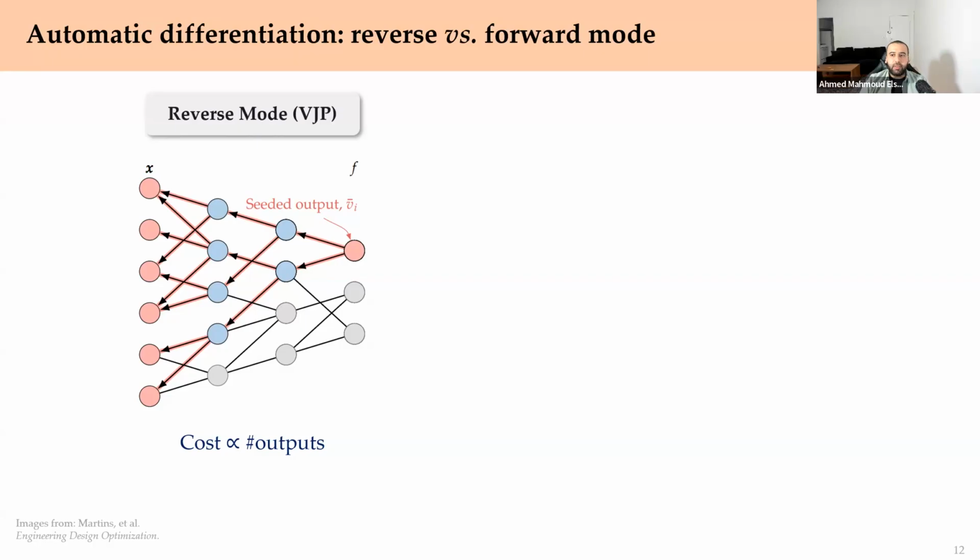Generally, you might have an output that is a vector valued function. So we would need one backward pass for every output. So one backward pass for this one, one backward pass for this one, one backward pass for this one. So in this case, we usually say that the cost of reverse mode automatic differentiation scales with the number of outputs in your function or in your problem.